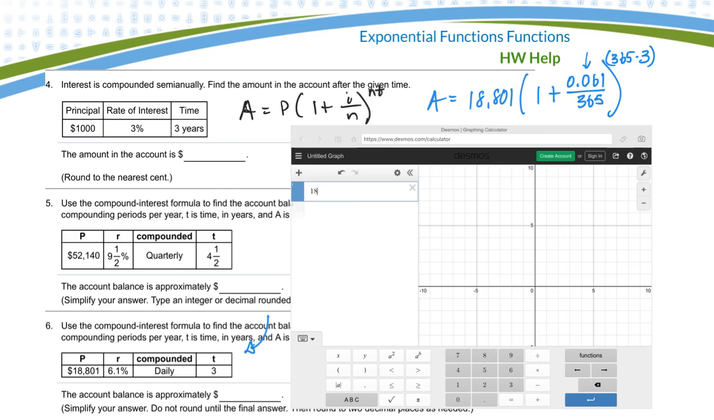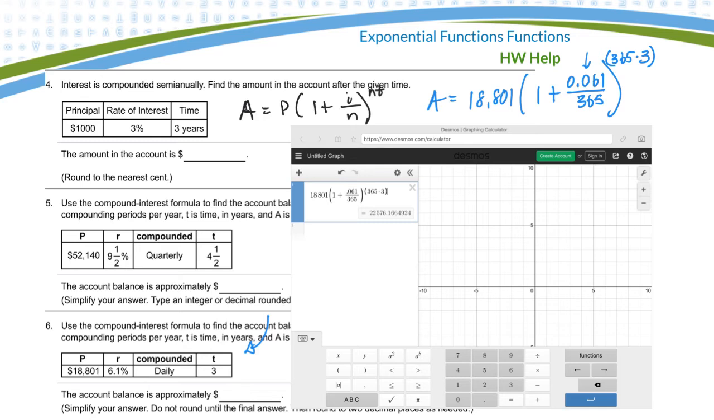Okay, so 18,801, bracket 1 plus 0.061 divided by 365. It'd be great to have interest that was compounded daily. To the, in brackets, 365 times 3, bracket. There we go.